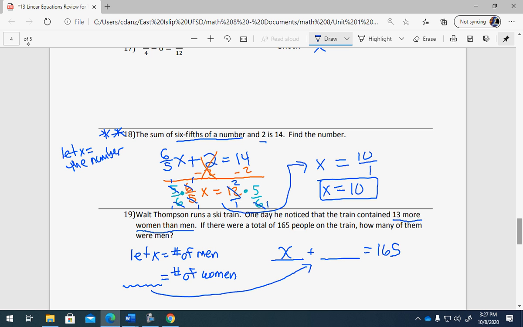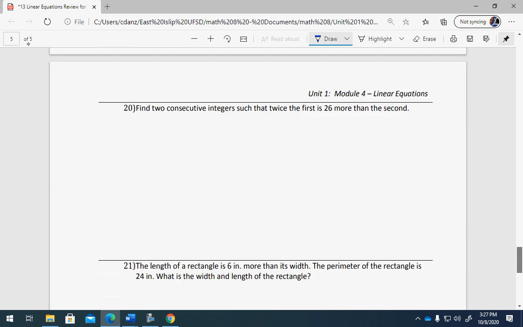If we look at number 20, it is just like yesterday's lesson, because see how it says find 2 consecutive integers. So I'm just going to tell you it's like yesterday's lesson. Look back at yesterday's notes. Actually, this one's a little tougher than yesterday. So you know what? I am going to do it with you.